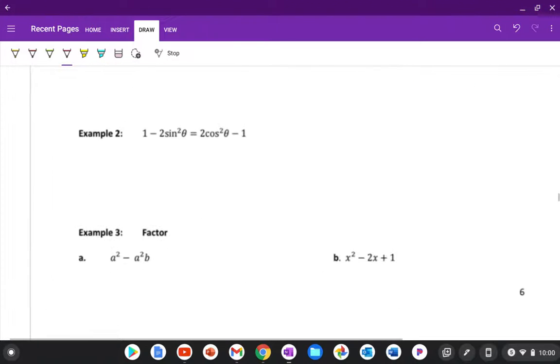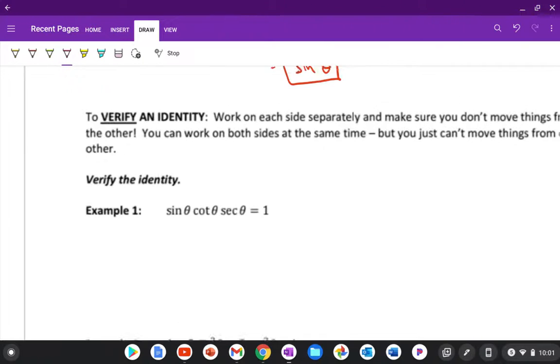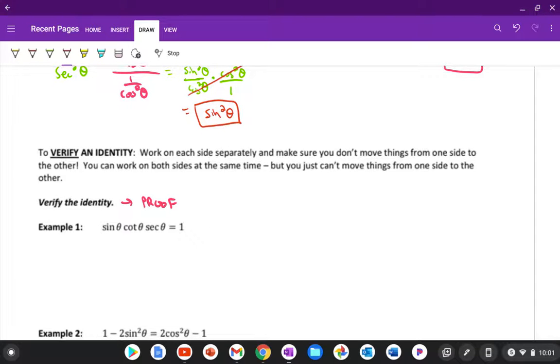Okay, now the next section, this is going to be called verifying identities. Now what we want to do on this one is you can just basically think of this as a proof. So if you remember back in geometry where you had to prove something, I'm not going to require you to state the reason why you did things, but basically we're just trying to prove that this left side equals the right side. And it says here you can work on each side separately, but you can't move things to the other side. So you just got to work on one side and the other side separately. Again, you can't move things. Make sure you don't move things from one side to the other. Okay. So we're just going to try to make one side look like the other one.